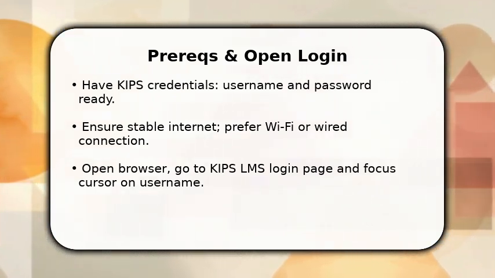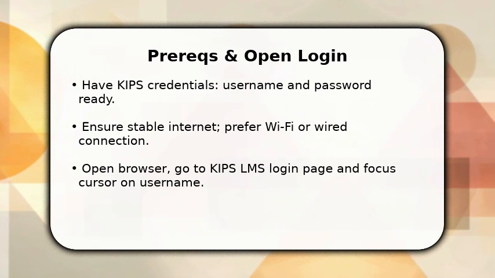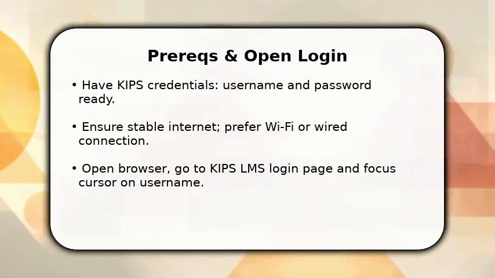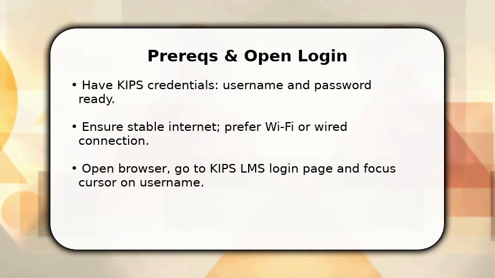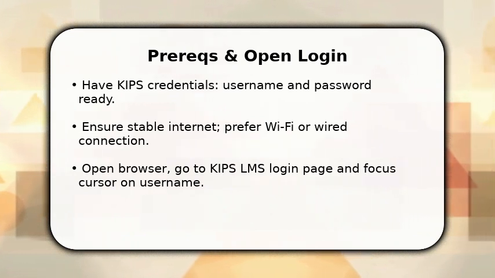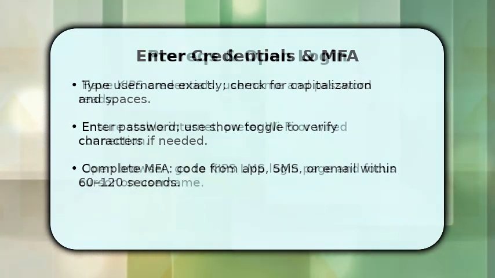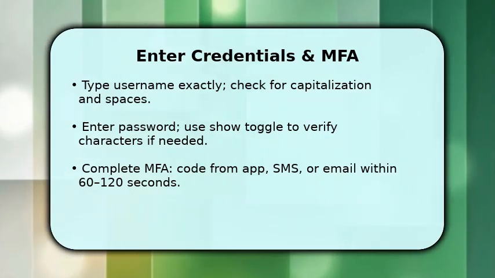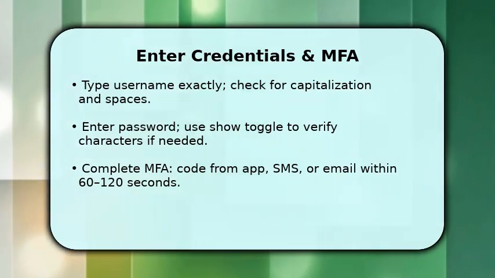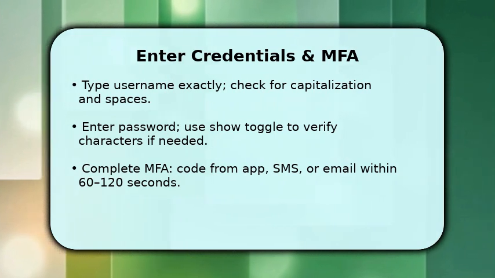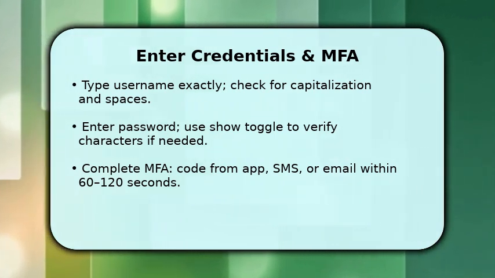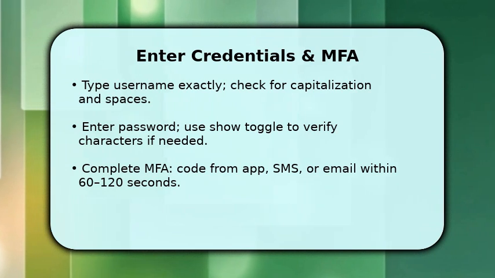If multi-factor is required, have your phone or authenticator app available. Make sure pop-ups are allowed briefly, because some logins trigger security prompts that must display. You type your username carefully, watching for capitalization and accidental spaces, then enter your password. Once you input credentials, use the show toggle if available to confirm characters.